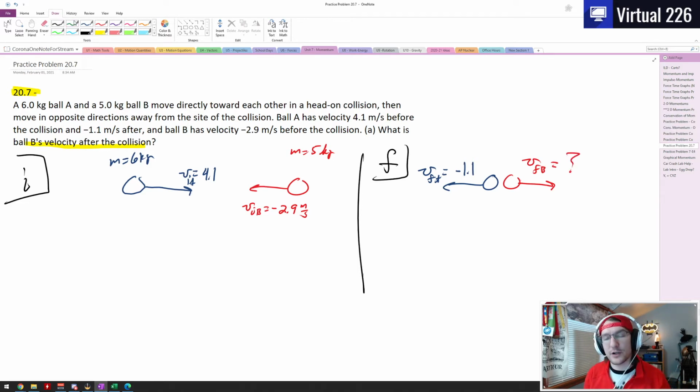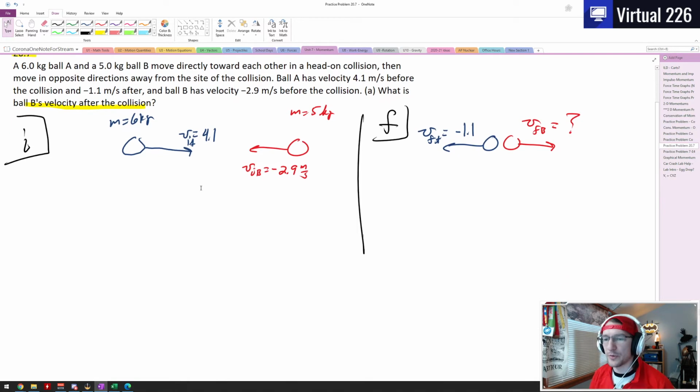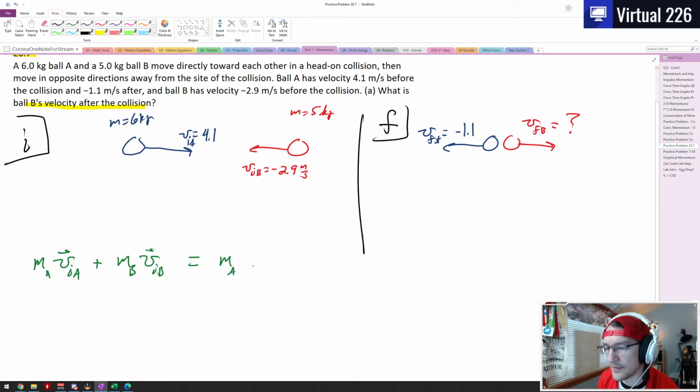We know that we are conserving momentum here, so we want to use that giant conservation of momentum equation, which reads as the mass of the first object, we'll call it A in this case, multiplied by the initial velocity of A, so that's the initial momentum of A, plus the mass of B times the initial velocity of B equals, and then all the finals. So the mass of A, final velocity of A, plus mass of B, final velocity of B. So that's our big conservation of momentum equation.